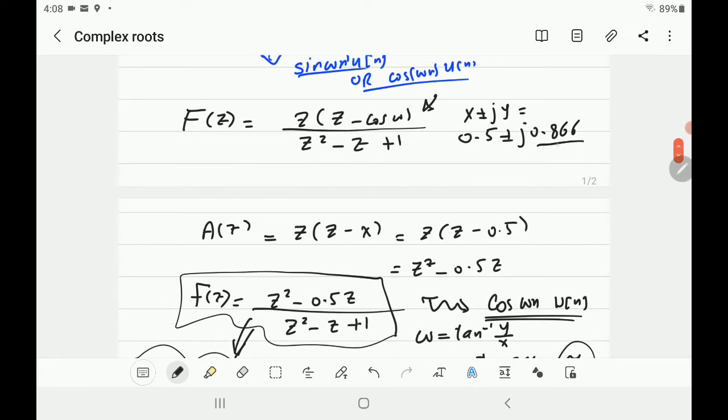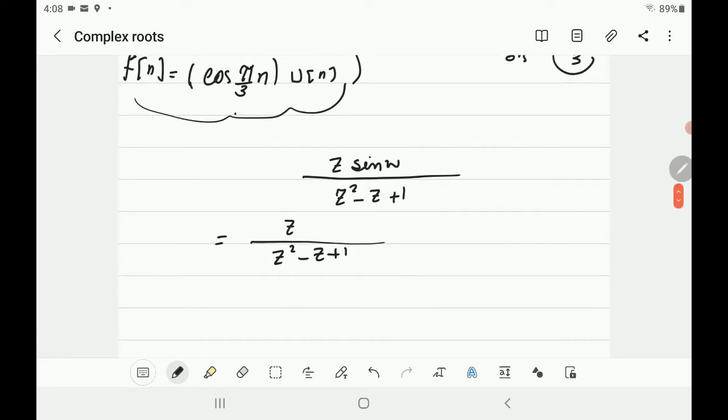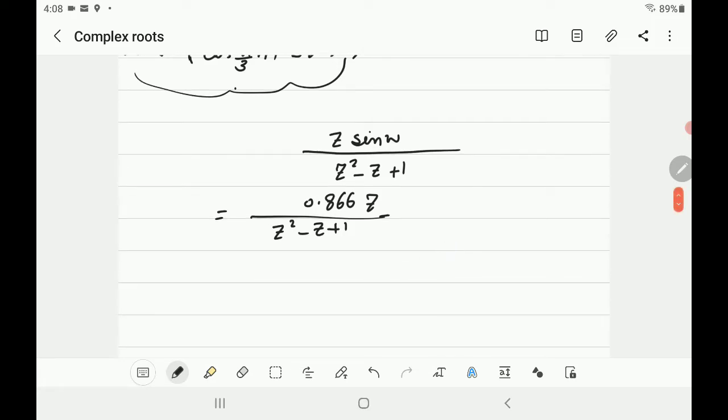which is 0.866 multiplied by 0.866. Let's write it in a nicer way. So this is the way it's supposed to look. That should be the sine. So the inverse of this one will be equal to sine omega n, sine pi over 3 n, I think.